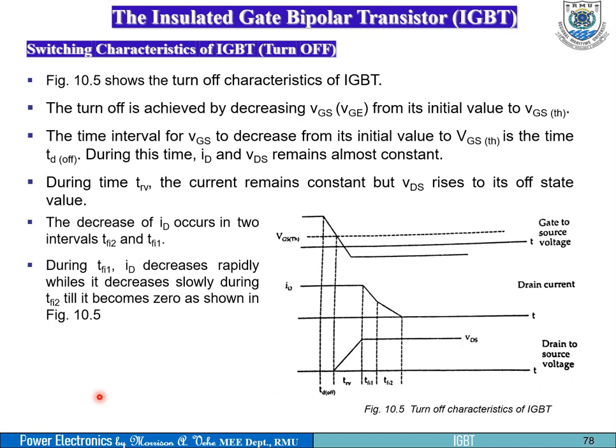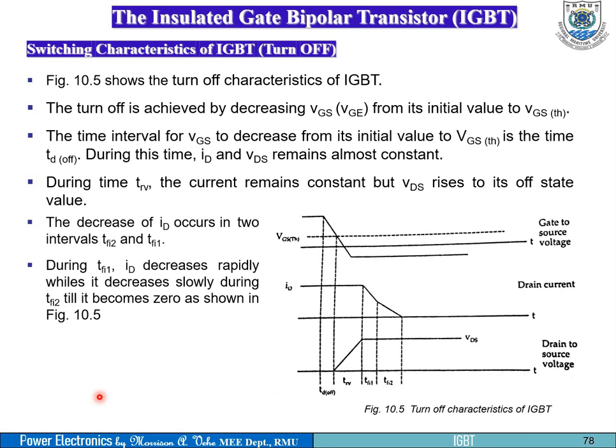So the switching off, or the turn off, we can look at this one also. Figure 10.5, that's the turn off characteristics. Basically, it's just the reverse of the turn on, so the same concept. The turn off is achieved by decreasing the VGS, which is the same as VGE.